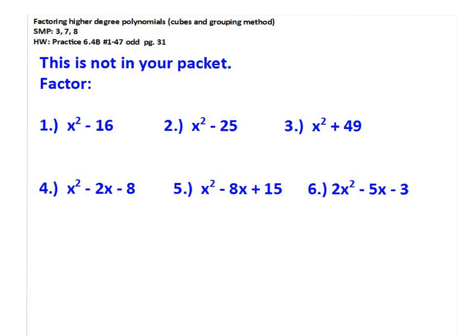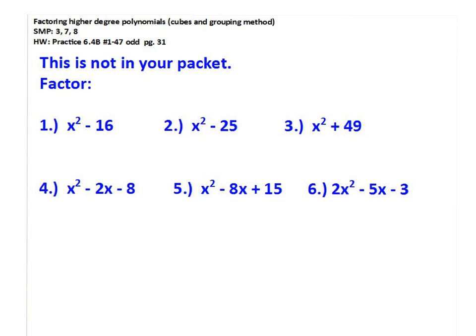Okay, write these 6 problems down and factor them. It's a nice little factoring review. We'll pause the video here to give you some time to do that. It should take you no more than writing time plus factoring time. Let's say no more than 8 minutes.